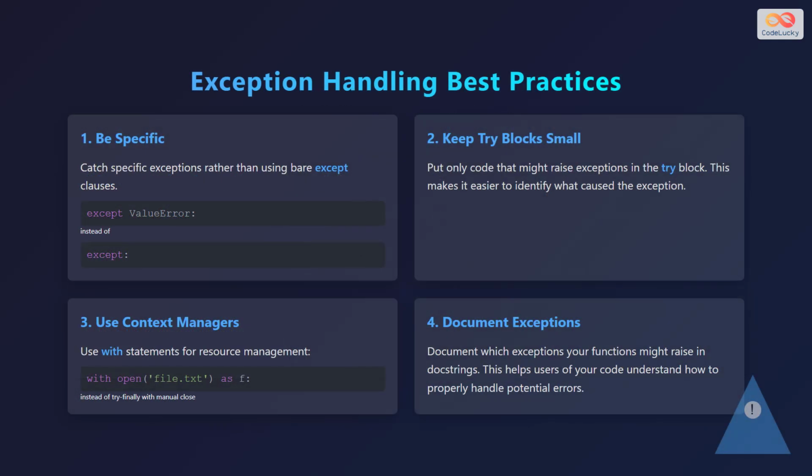Let's look at some best practices for exception handling in Python. First, be specific. Catch specific exceptions rather than using bare except clauses. This makes your code more readable and maintainable.